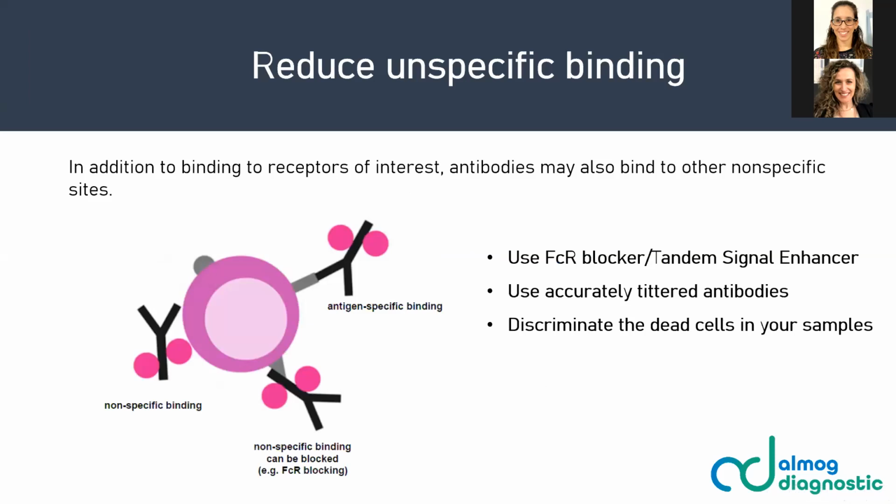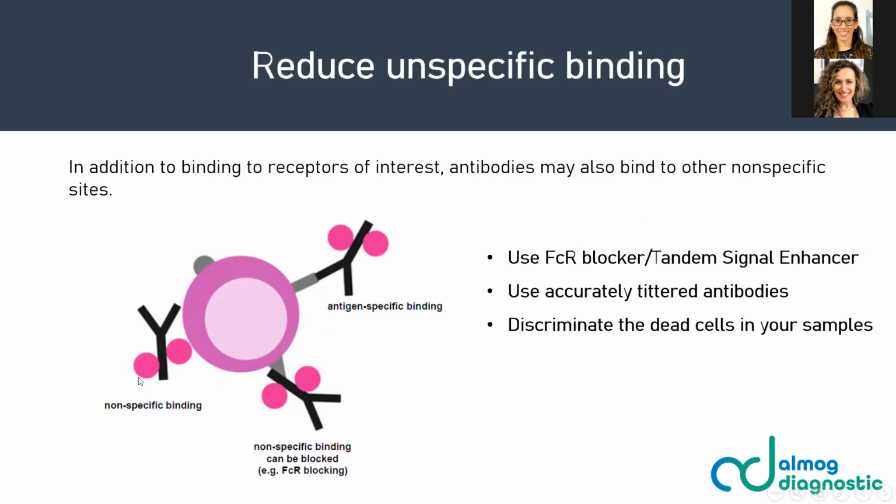So now we will talk about the issues that need to be considered also, like the unspecific binding. We need to reduce unspecific binding. In addition to binding to receptors of interest, the antibodies may also bind to other non-specific sites. There are a couple of unspecific bindings that can occur. One of them is binding of the antibodies to the cell surface through the Fc receptor. So in this case, we would recommend you to block the Fc receptors with the correct FcR blocking reagent.